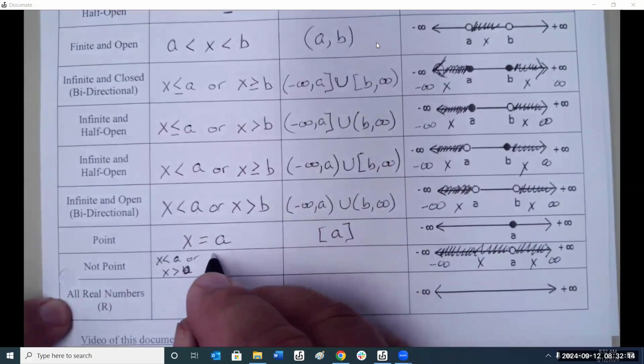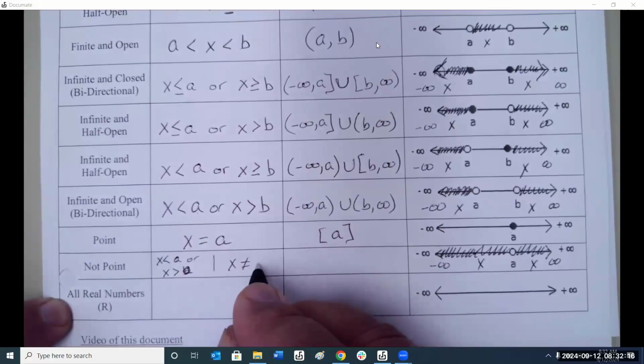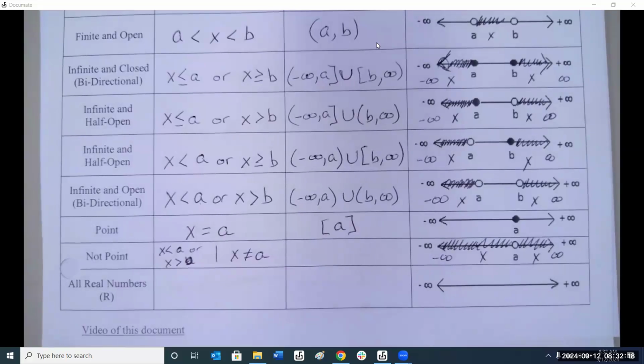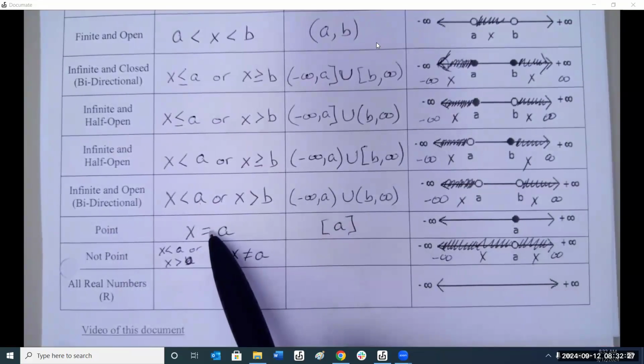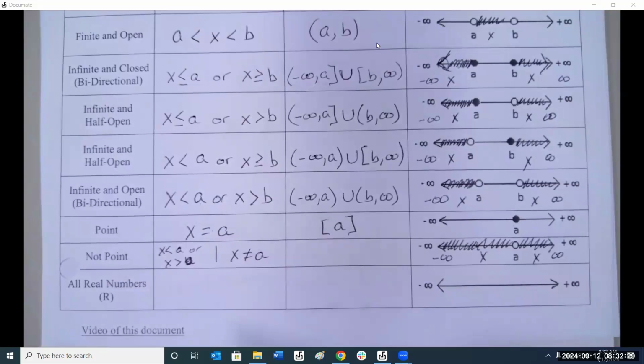x does not equal a. Very good. They're both the same thing, except if you're like me, the less I write, the better it is. Since we used equals up here, might as well use not equals down there. But they mean the same thing.